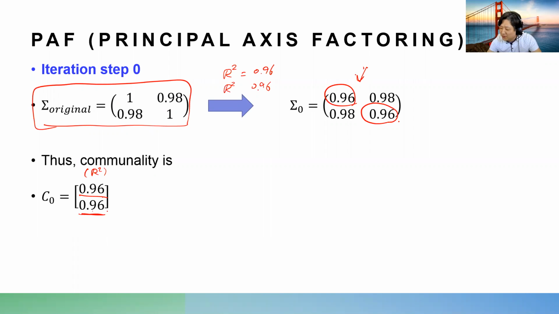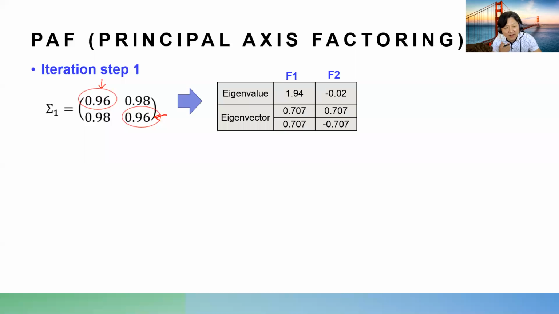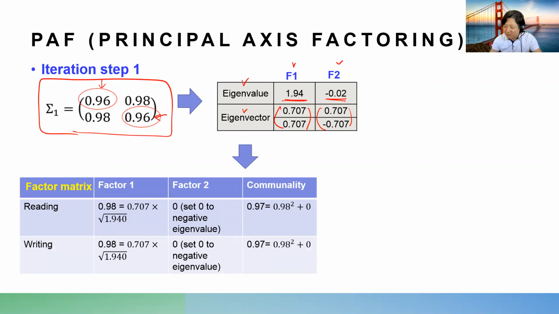We got the new correlation matrix. Then in iteration step 1, this is the updated R square, right? And then we got the eigenvalue and eigenvector from this matrix. Using this matrix, we can get the eigenvalue and eigenvector, the first factor and second factor. These are the eigenvector for the first factor, and these are the eigenvector for the second factor. Okay, and now we will get the factor matrix.